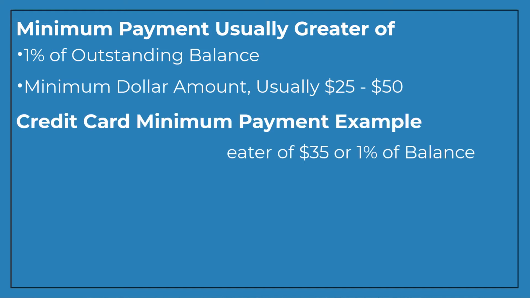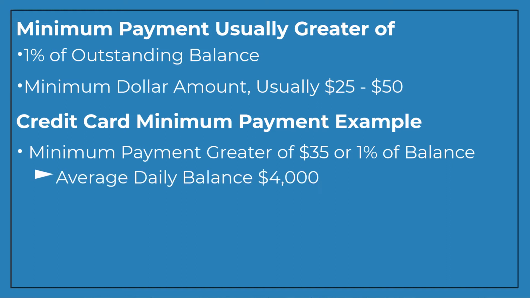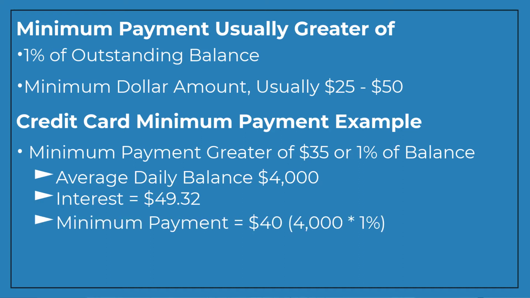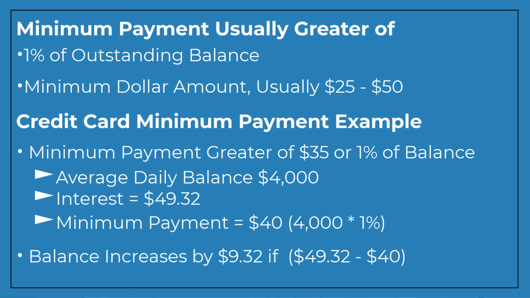So for this example, we'll assume the minimum payment is the larger of $35 or 1% of your average daily balance. And we know from the previous example, the average daily balance was $4,000 and the interest due was $49.32. To calculate the minimum payment, you compare $35 versus 1% of $4,000, which is $40. And since $40 is the larger of the two amounts, the minimum payment is $40. And the interest for the month is $49.32, which is more than your required minimum payment.